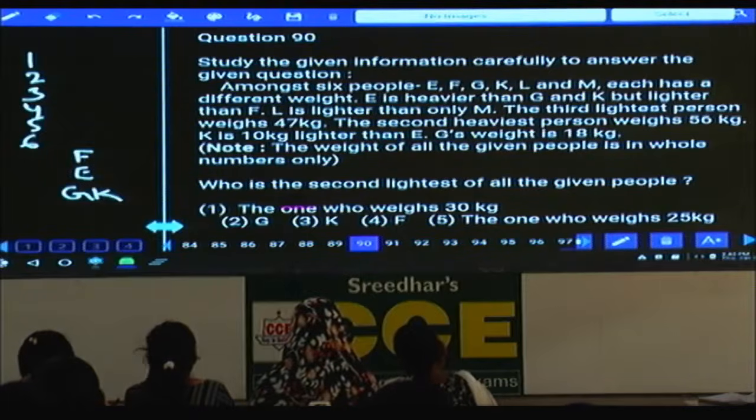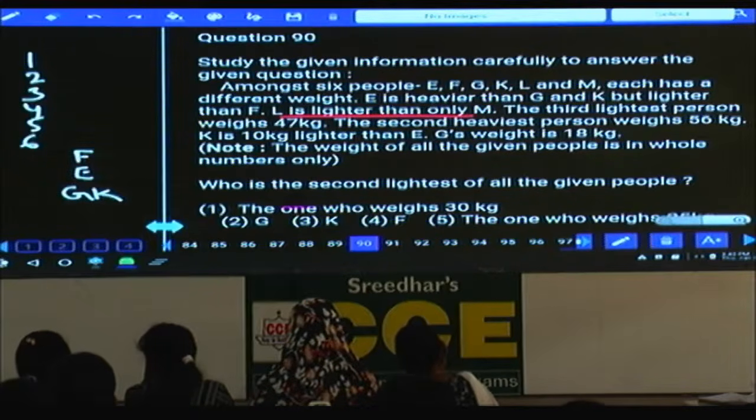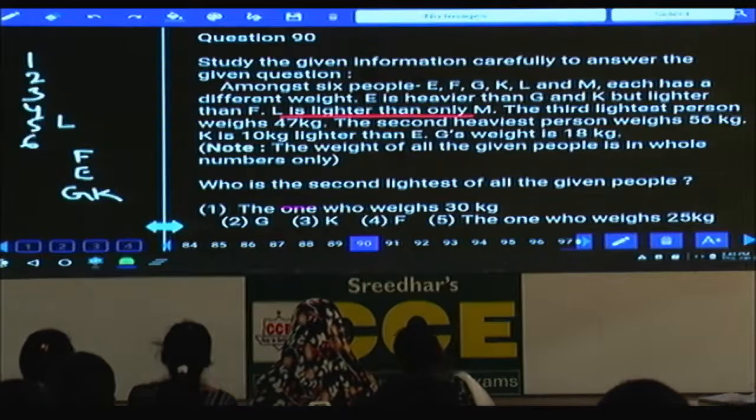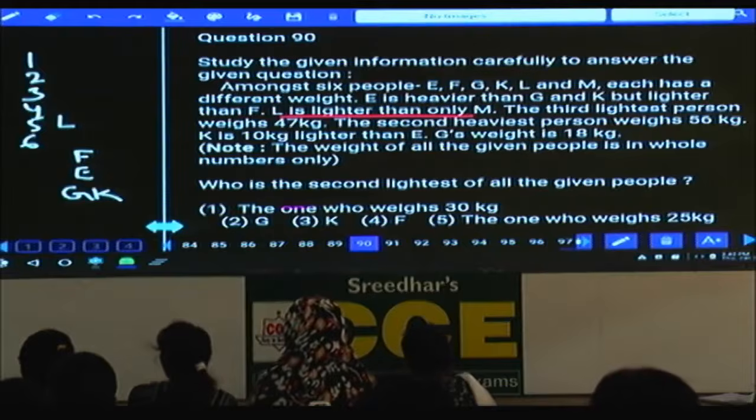L is lighter than only M, as this is the crucial information. As L is lighter than only M, tell me what should be the position of this L. L is lighter than only M. Hence L must be at which place? 5th or 2nd? Second.